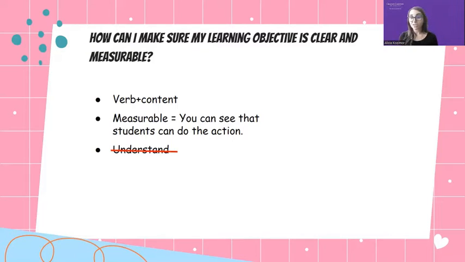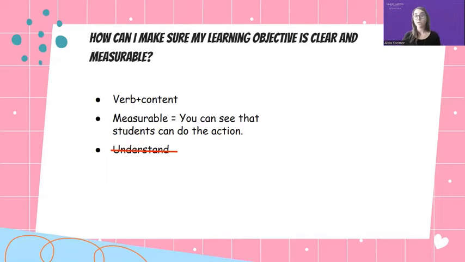And you want to make sure that it's measurable, which means you can see that the students can do it. And it's not just like see with your eyes, but you can see on an assessment that they're able to do that skill. So one rule of thumb, do not ever use the word understand in an objective. This is not measurable. You can't tell if someone can understand. You know they understand something if they take an action to do something.